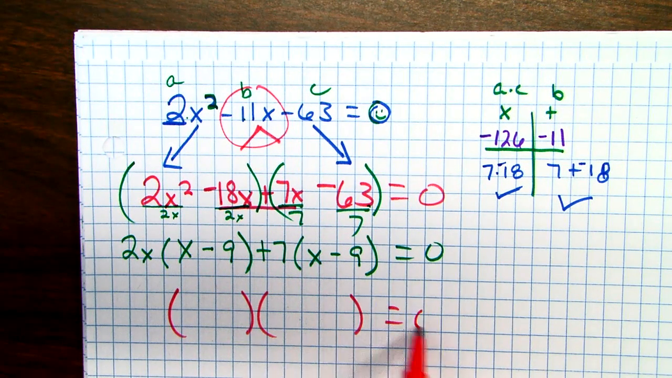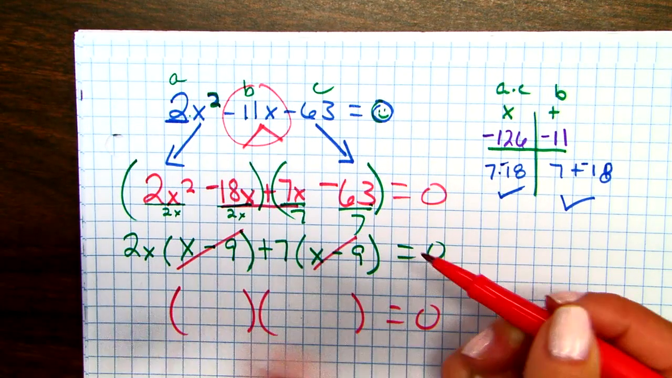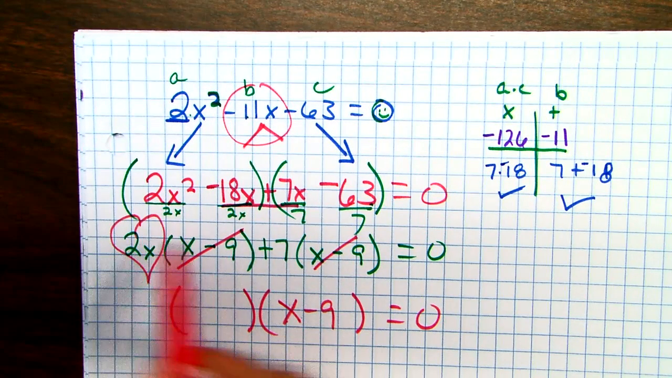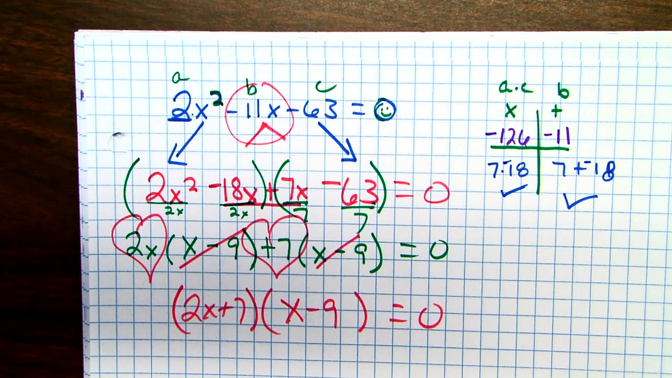Our answer, the parentheses, identical twins, either parentheses. It doesn't matter which one you put it in. And then your GCFs. That's how you factor those.